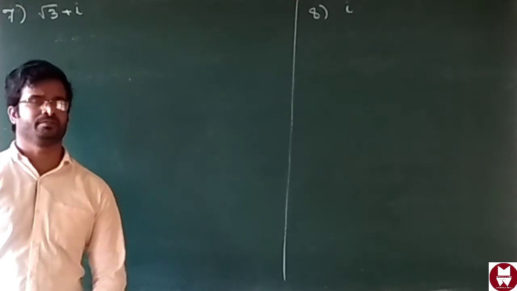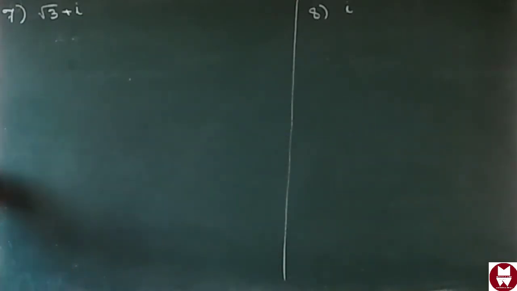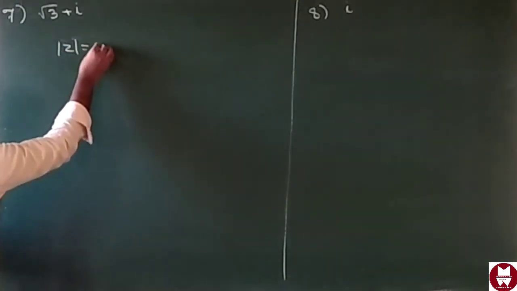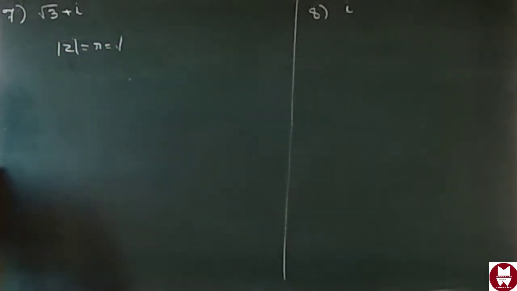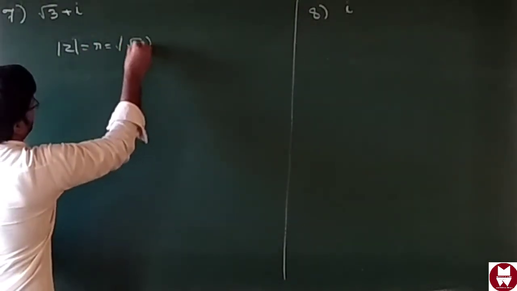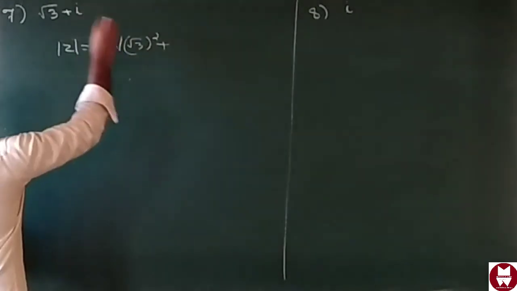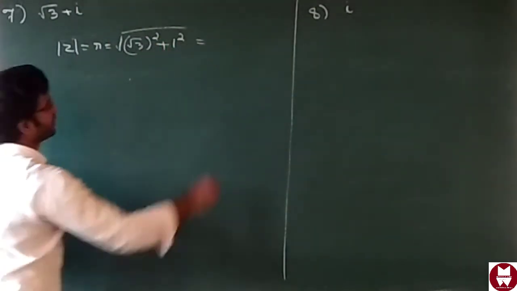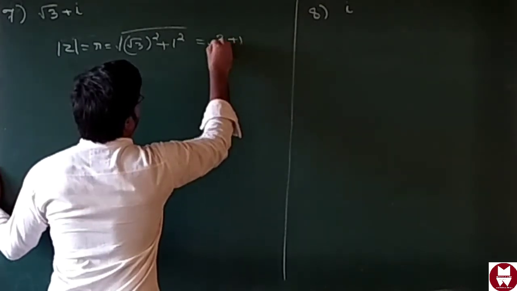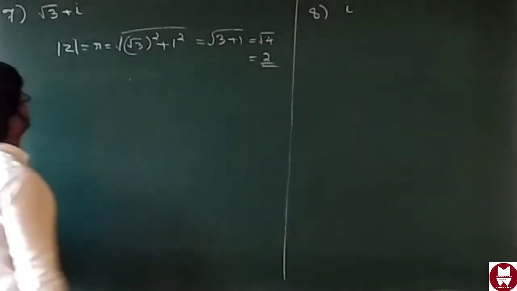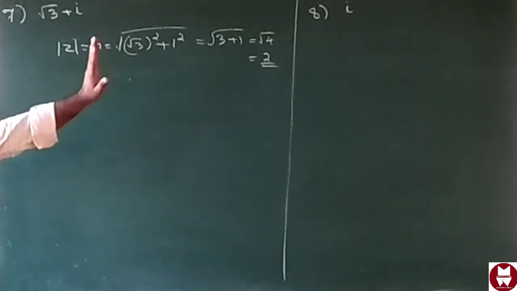Now we can see questions number 7 and 8. First, what will we find out? First we will find out the modulus of z. Isn't it? Modulus of z, r, equal to square root of x square plus y square. X square means root 3 square, plus y, y means 1, 1 square. Equal to root 3 square, 3 plus 1, square root of 4, you will get 2. Modulus of z, you will get 2, isn't it?